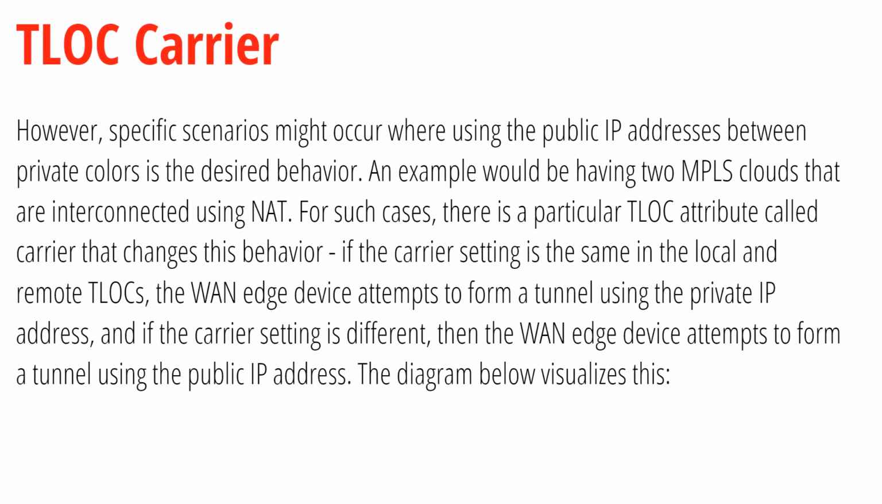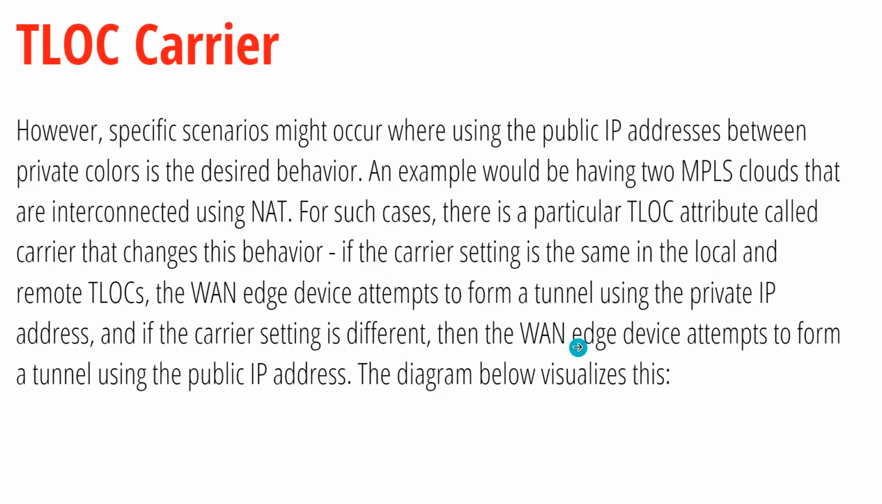So if the colors on both sides are MPLS, what happens? The default behavior will take over, and the default behavior says that the tunnel that will form will use the private IP address, not the public IP address, even if the MPLS circuit also has internet and NATting. To change that behavior, there is a setting called carrier. If the carrier setting is the same on the local and remote TLOC, the WAN edge device attempts to form a tunnel using the private address.